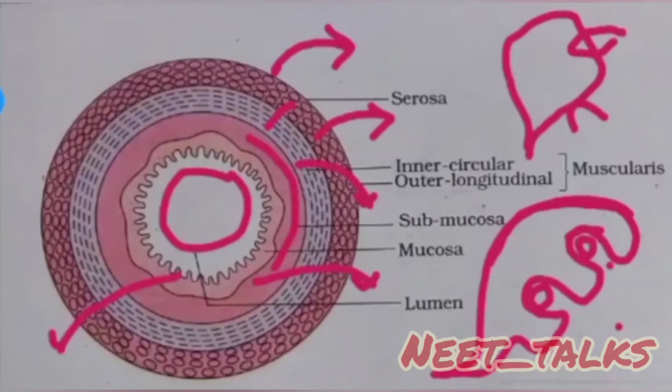What is that muscularis mucosa? That is a thin layer of muscles that is present in our alimentary canal, the outermost layer of the mucosa. Now we'll look into these structures, right? So let's see.